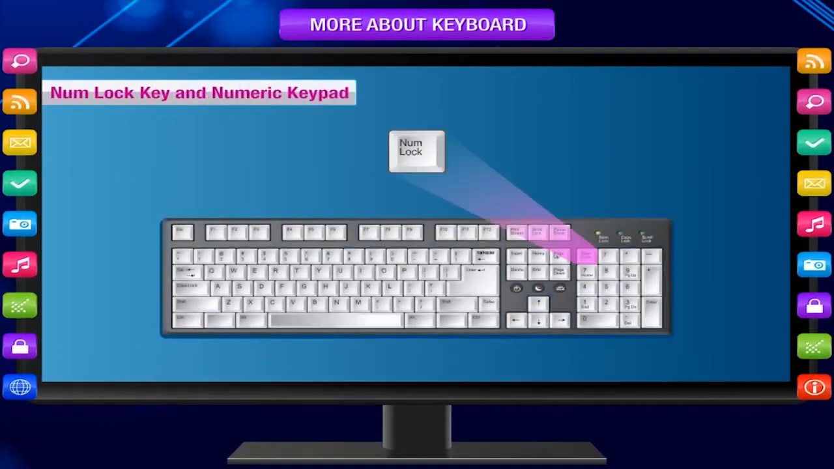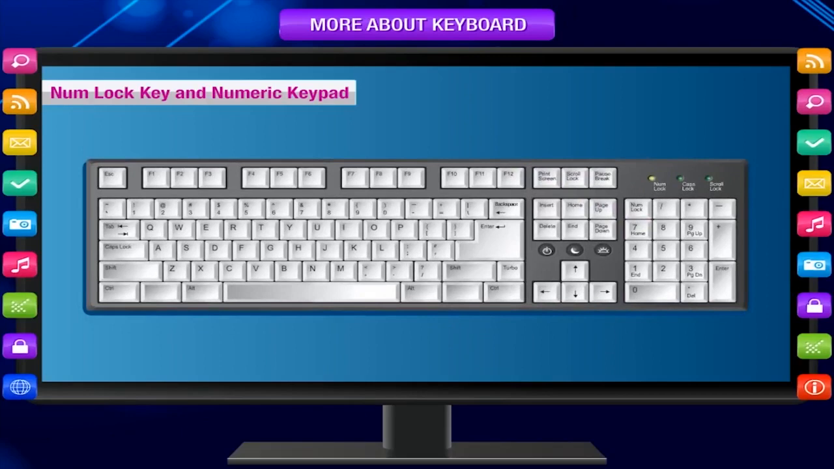Num lock key and numeric keypad. The num lock key activates the number keys of the numeric keypad. On the right side of the keyboard, there is a numeric keypad. It can be used to enter numeric data easily and quickly.